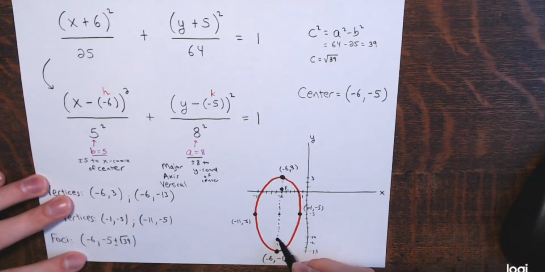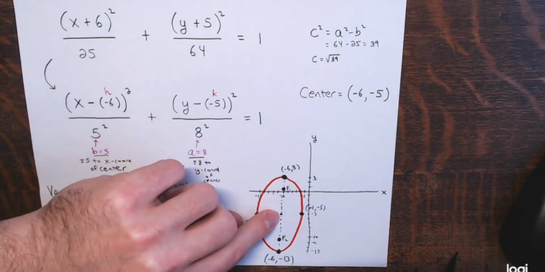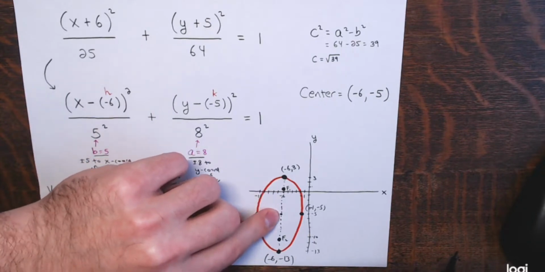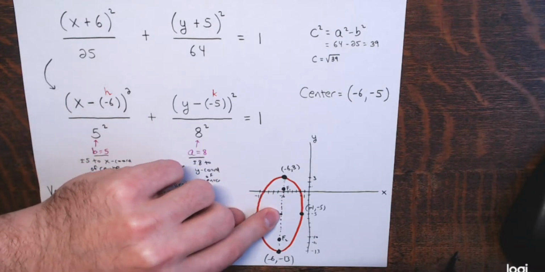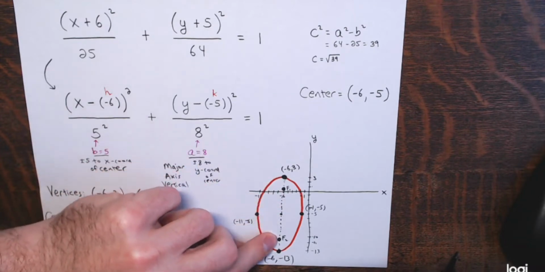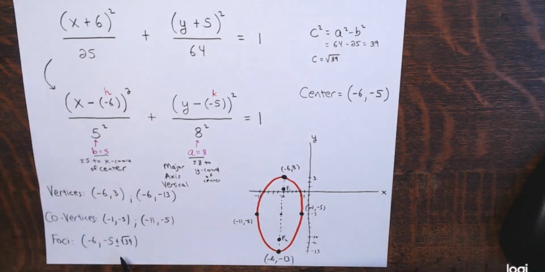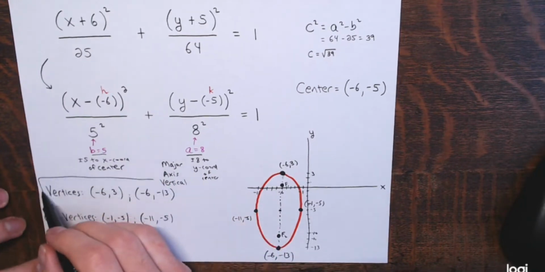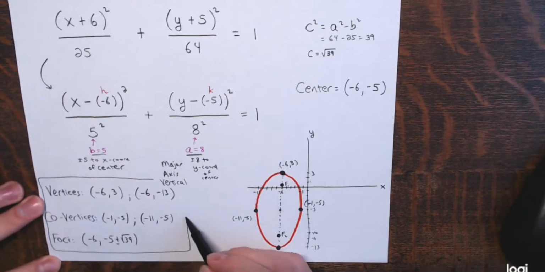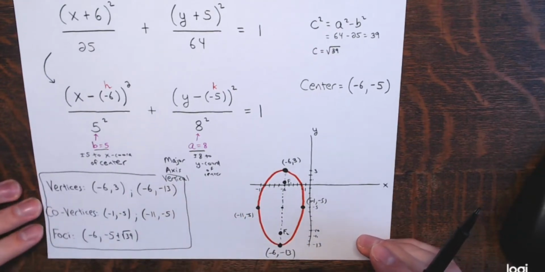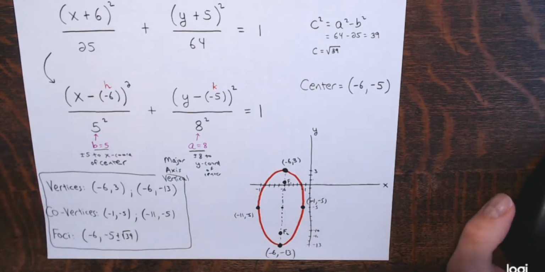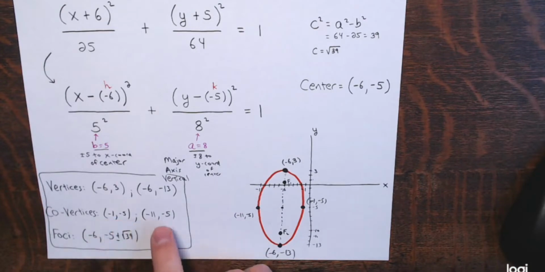So I'll call this focus 2. So here are the two foci: -6, -5 plus the square root of 39, and then from the center again, -6, -5 minus the square root of 39. That's where the two foci will be. We're going to be asked for one of these pairs of points in all of our problems here. But they want the co-vertices, right? So this is -1, -5, and -11, -5.